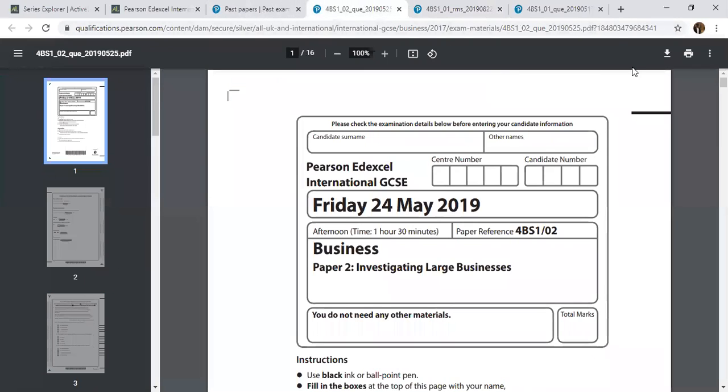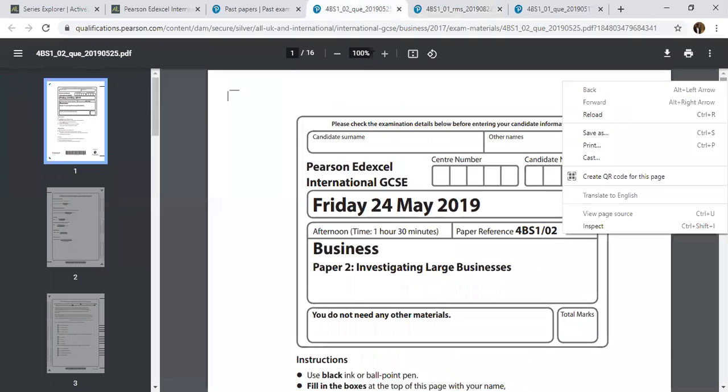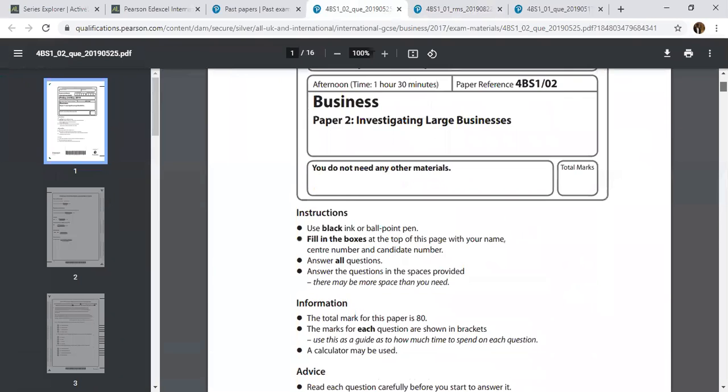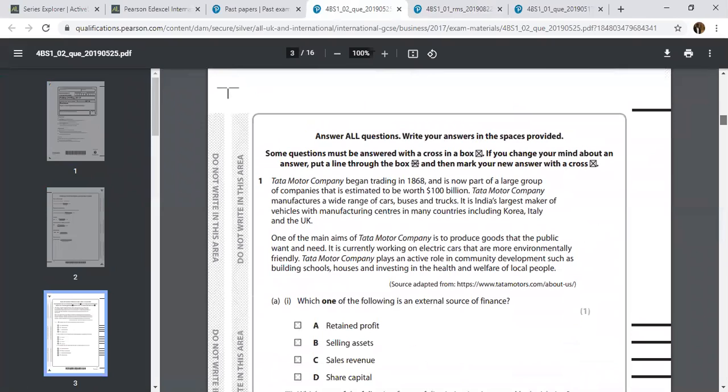So it's a large business question. You can see the large business paper from the same year, 2019. The case study was about the Tata company. Everyone knows about Tata Motors, a large group of companies. They have a 100 billion turnover, and they give so much information on their market. They make vehicles, with manufacturing centers including Korea, Italy, and UK, and they are currently working on electric cars and being more environmentally friendly.